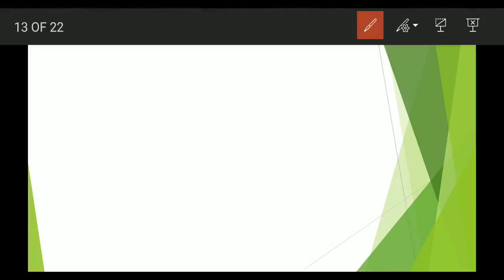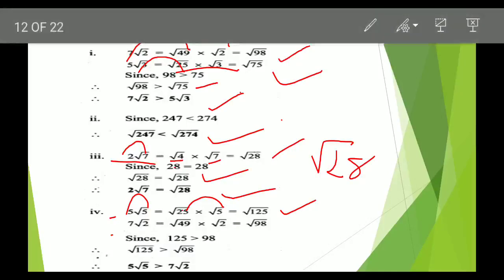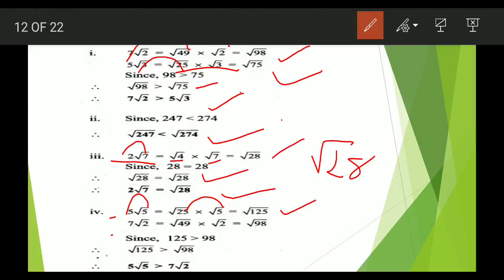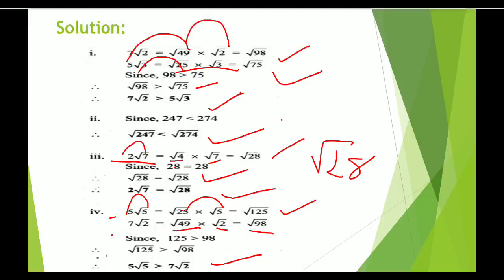When I bring 7 inside the root, so 7 square is 49. So square root of 49 multiply square root of 2. This will become 98. Now let us compare square root of 125 and square root of 98. Which one is greater? 125. That is, square root of 125 is greater. Therefore, I will write 5 root 5 is greater than 7 root 2.